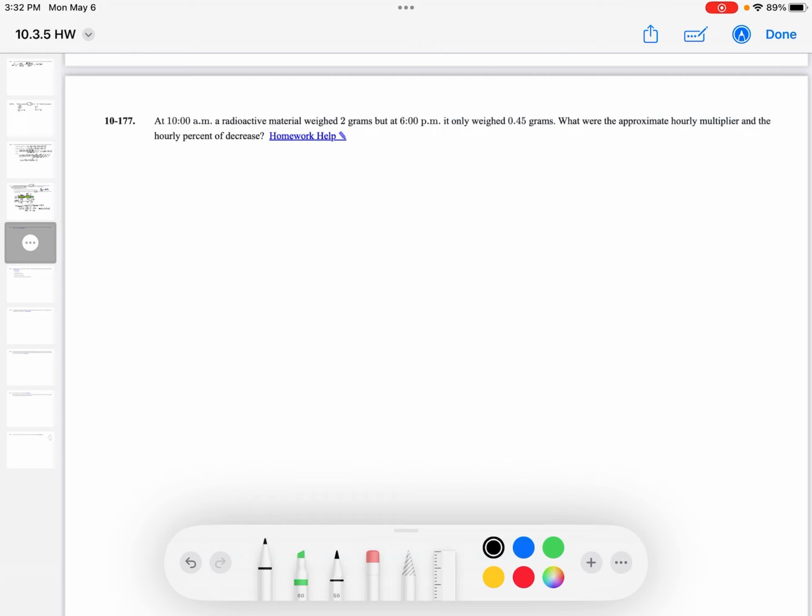Okay, so a radioactive material means we have exponential decay, and we are going to have an exponential equation that looks something like this. We need to find our A and our B values. Do we have our starting value? Yeah, we have a starting value, which is our A value. And they tell us at 10 a.m. it weighed 2 grams. So that's our starting value. We already know our A is 2. But we don't know our B value for our equation. And that's what they're asking about.